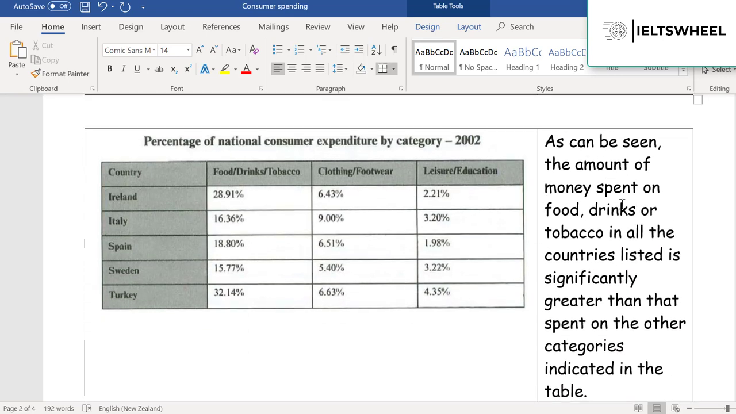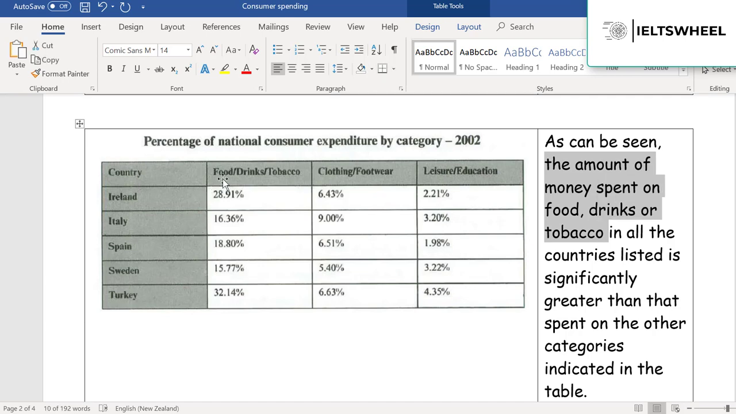As can be seen, the amount of money spent on food, drinks, or tobacco in all the countries listed is significantly greater than that spent on the other categories indicated in the table. Okay, as can be seen is used when you want to focus on general trends here. Okay, you don't want to focus on any specific numbers or percentages. You want to focus only on general trends. So as can be seen, the amount of money spent on food, drinks, or tobacco.